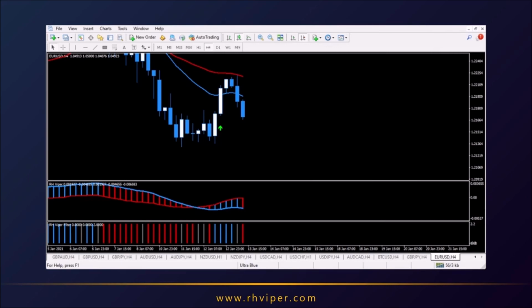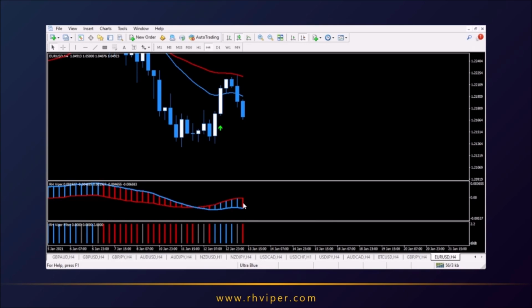Okay, we've got a candle that closed below the blue moving average, but that's not all we need. We need to have a couple of other components to this. So we've got this one candle that closed below the blue moving average, but at this point, we don't have any of the other criteria. This one candle is currently forming, but it looks like we may get all the other criteria met at the close of this candle. We have the RHViper indicator.